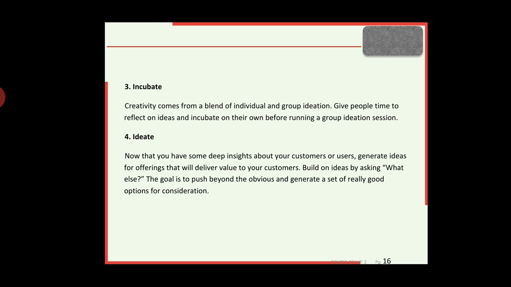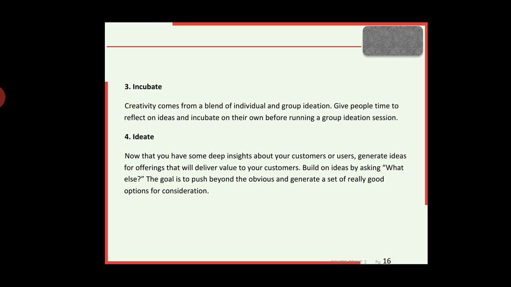Before running a group ideation session, people need time to reflect on particular ideas and incubate on their own. This is known as the concept of incubate. And coming to the fourth one, ideate.